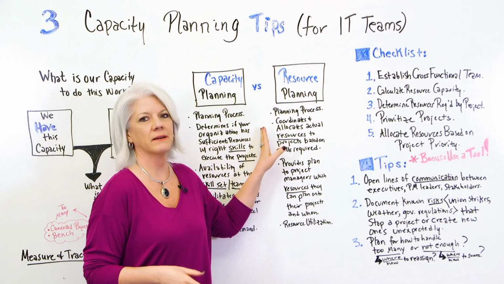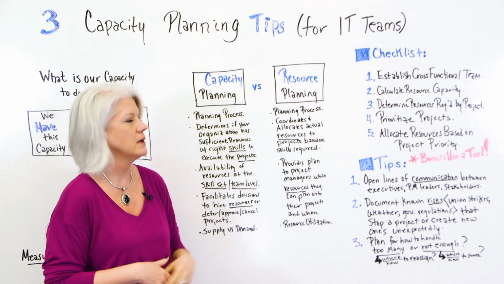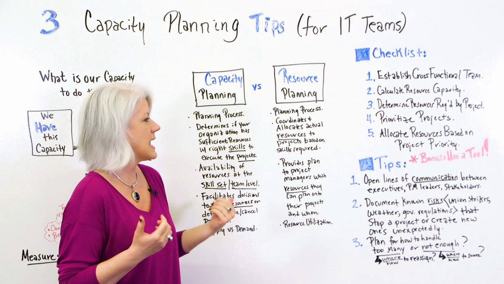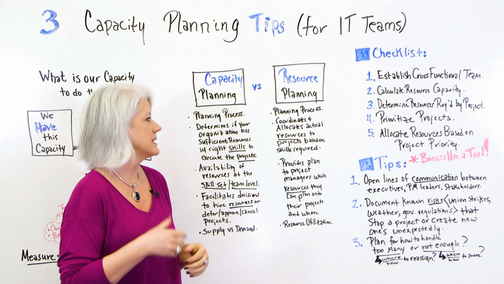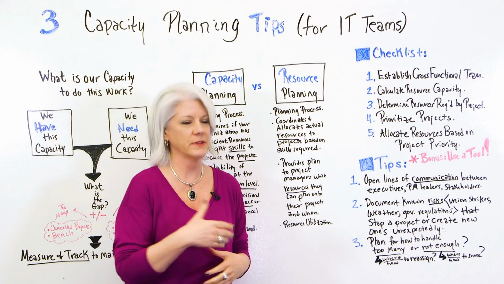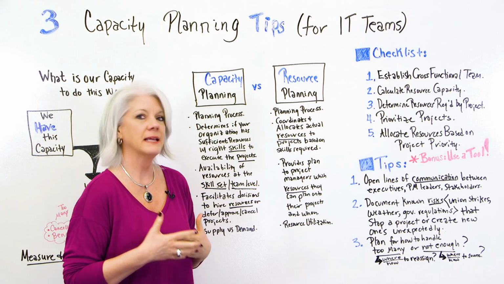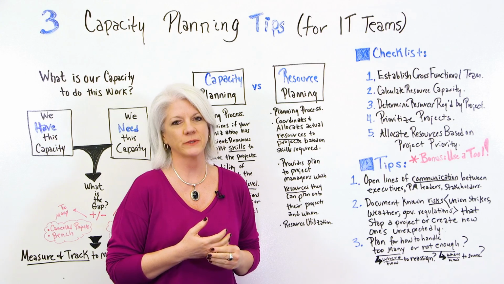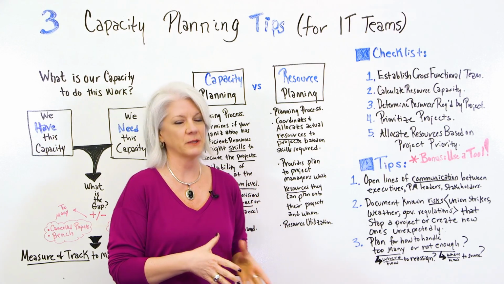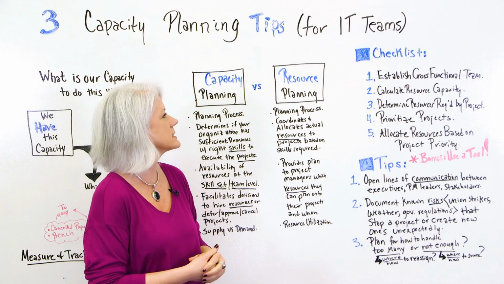But when we talk about people resource planning, it also is a planning process, but it helps to coordinate and allocate actual people resources, the people on the project, according to the skills required for that project. It also provides a plan for the project managers to let them know what resources are available and when they're available to assign to the projects. So again, it's people resource utilization.